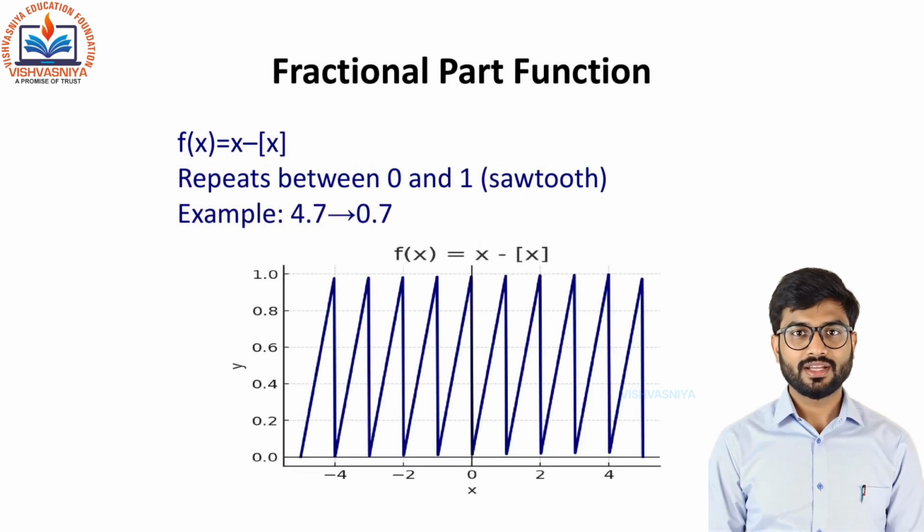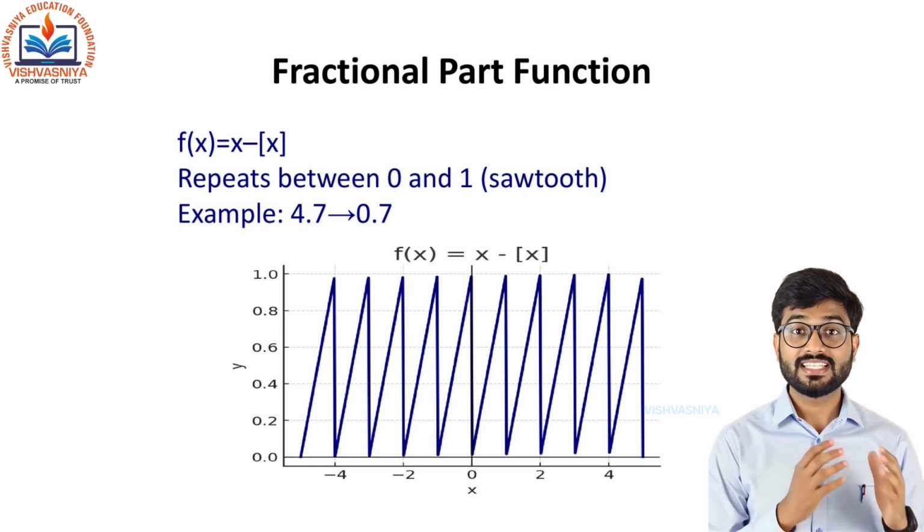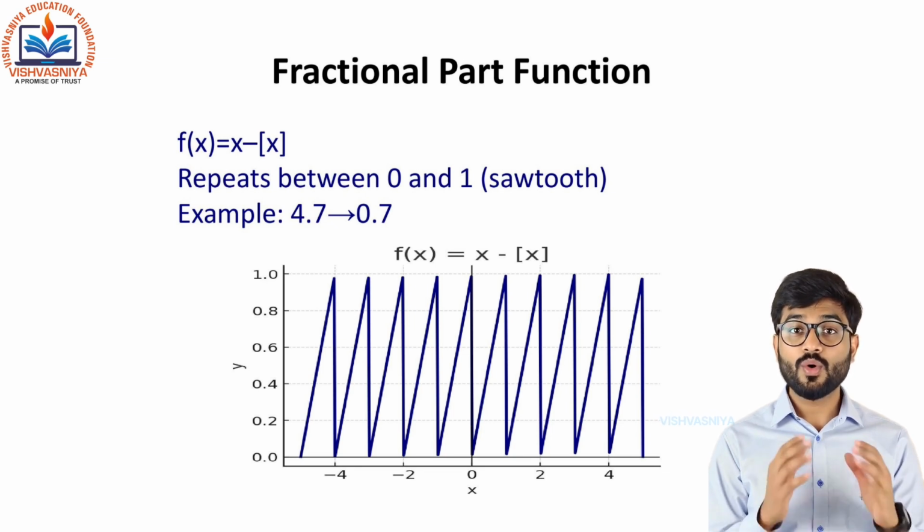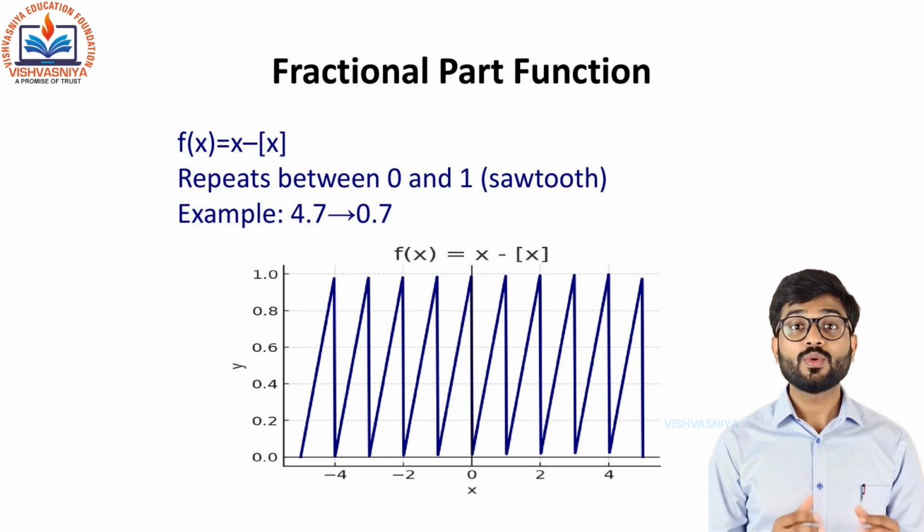The fractional part function gives the decimal portion of a number. We say f(x) is equal to x minus greatest integer of x. For example, when x is 4.7, f(x) equals 0.7. Its graph repeats in a sawtooth pattern between 0 and 1. Domain all real numbers, range 0 inclusive to 1 exclusive.